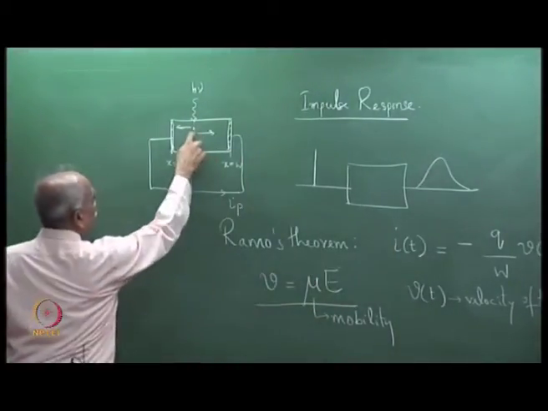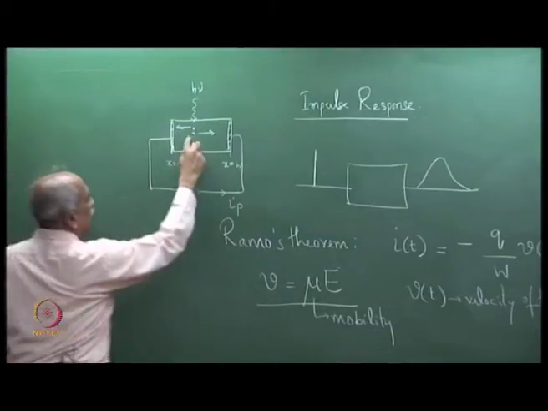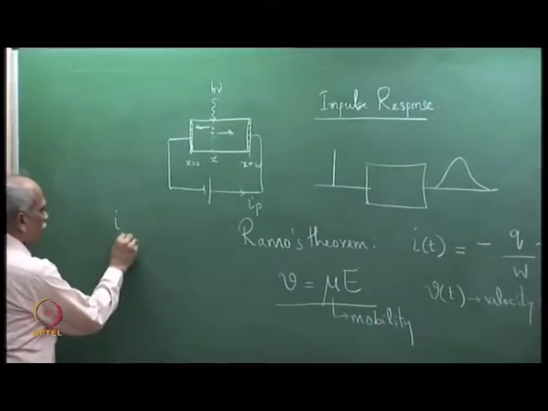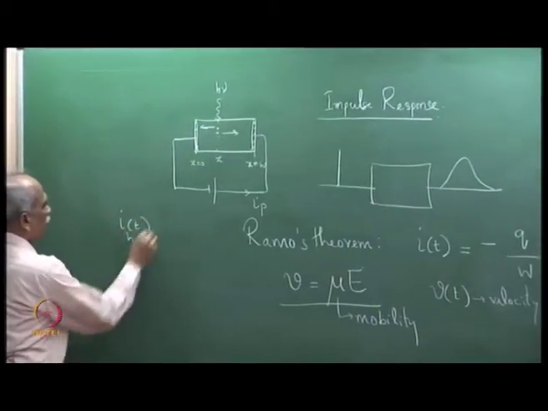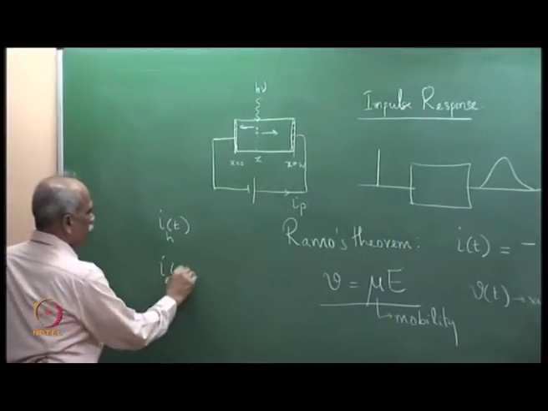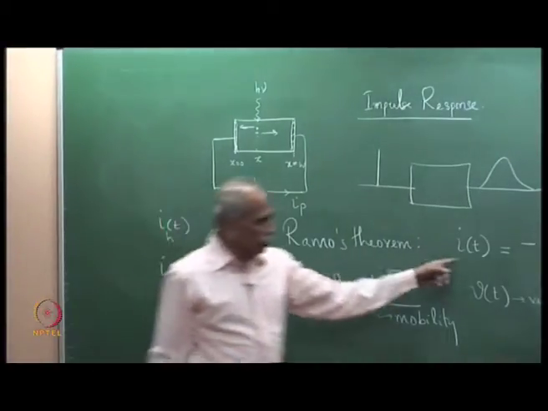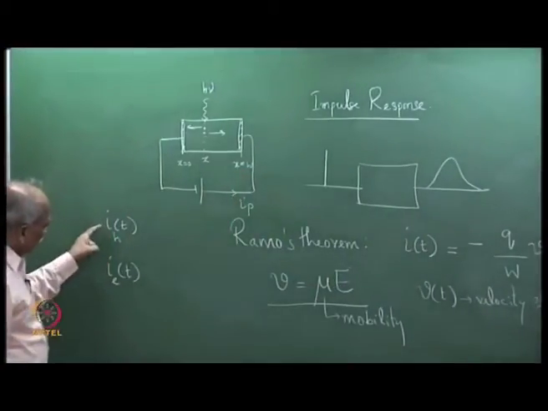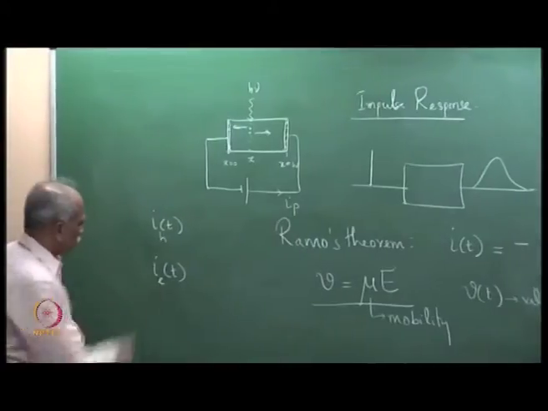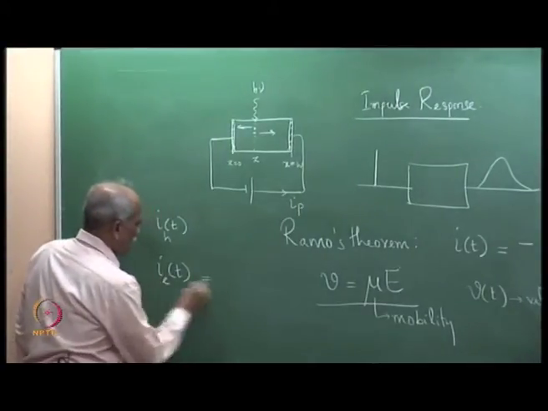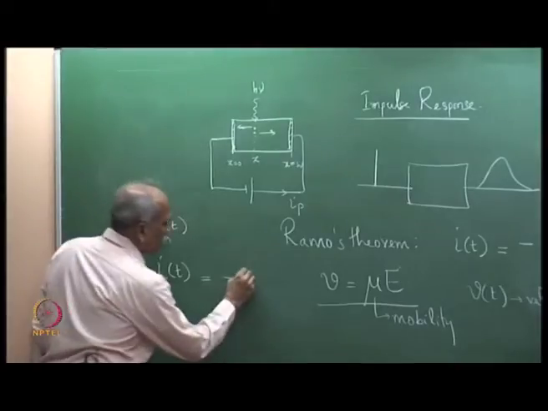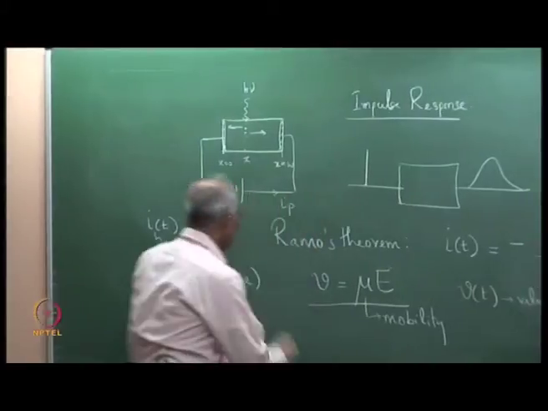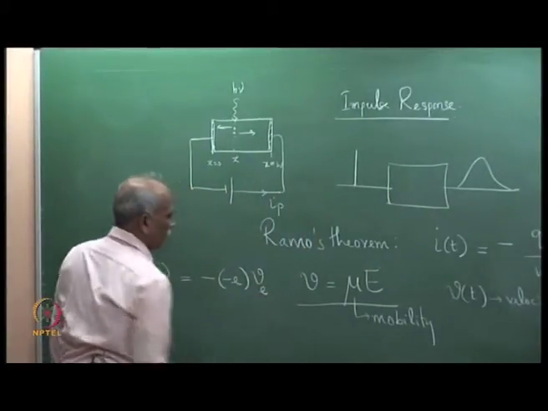Therefore, we have a hole which is moving in this direction and an electron which is moving in this direction. Therefore, we have a hole current I h of t and I e of t. This is the current induced in the external circuit. So, there is a hole current and an electron current. So, electron current I e of t is equal to minus, charge is minus e, into velocity of electron V e.